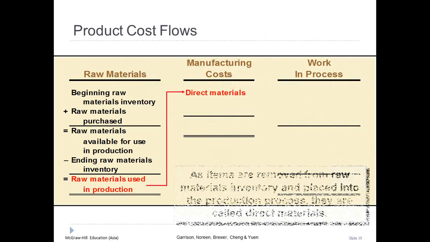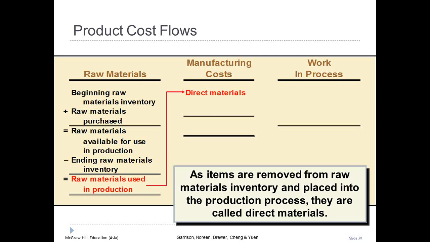To create a schedule of cost of goods manufactured as well as a balance sheet and income statement, it is important to understand the flow of product costs. Raw material purchases made during the period are added to beginning raw materials inventory. The ending raw materials inventory is deducted to arrive at the raw materials used in the production. As items are removed from raw materials inventory and placed into the production process, they are also called direct materials.